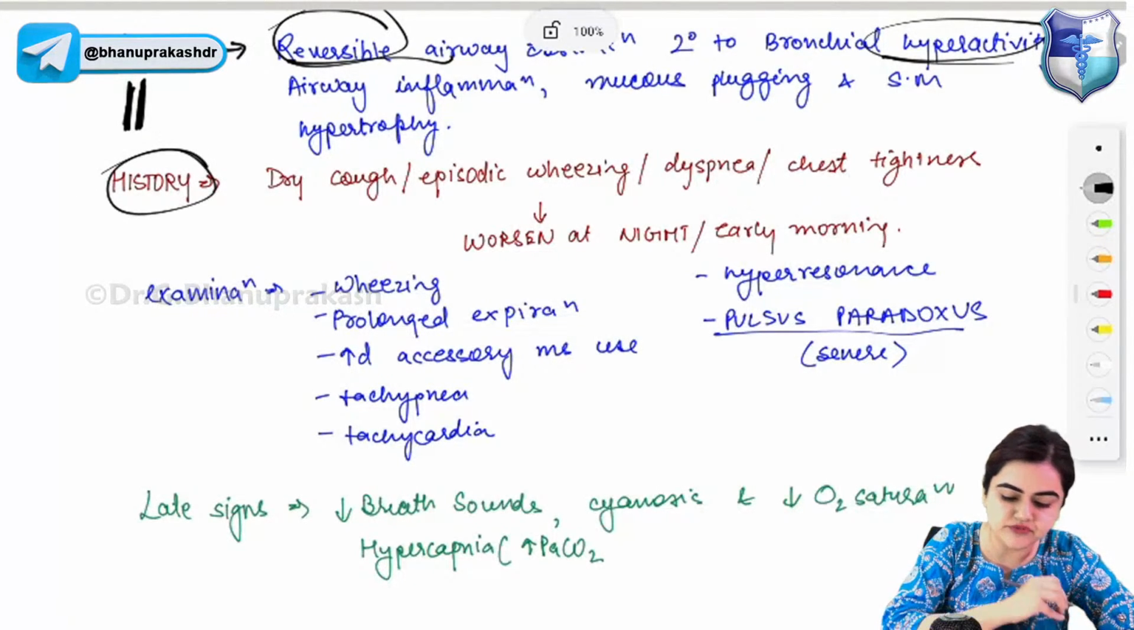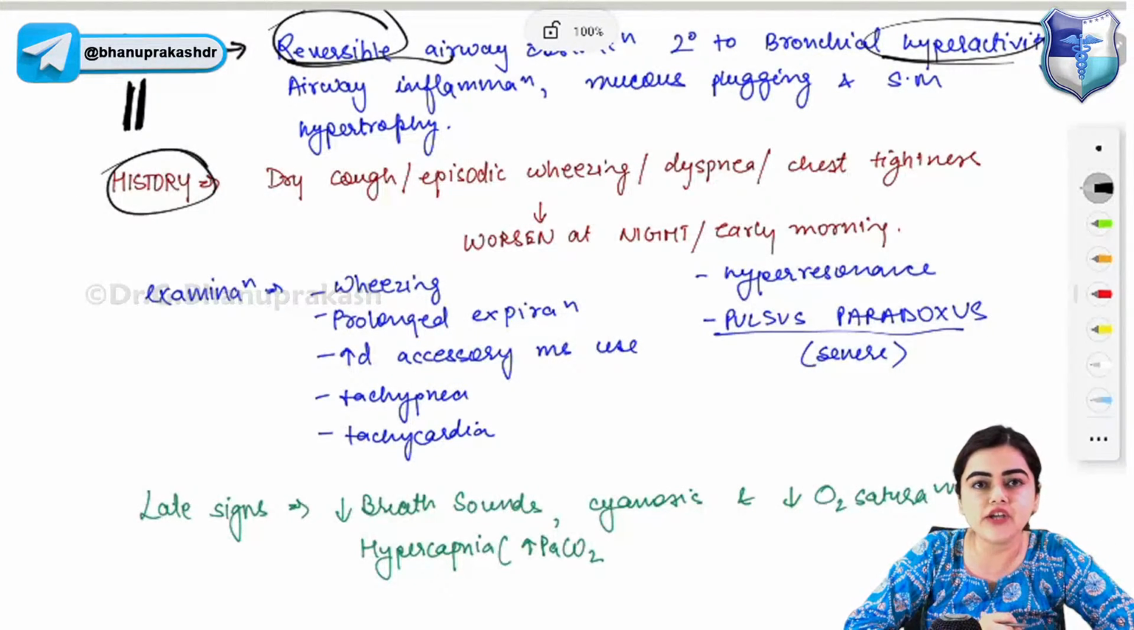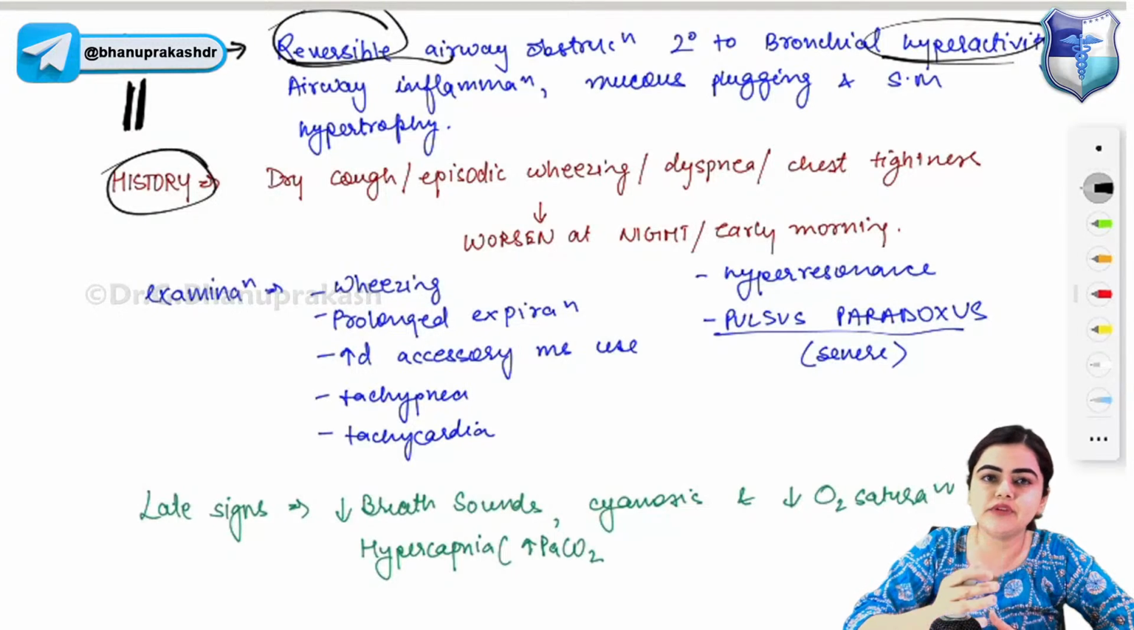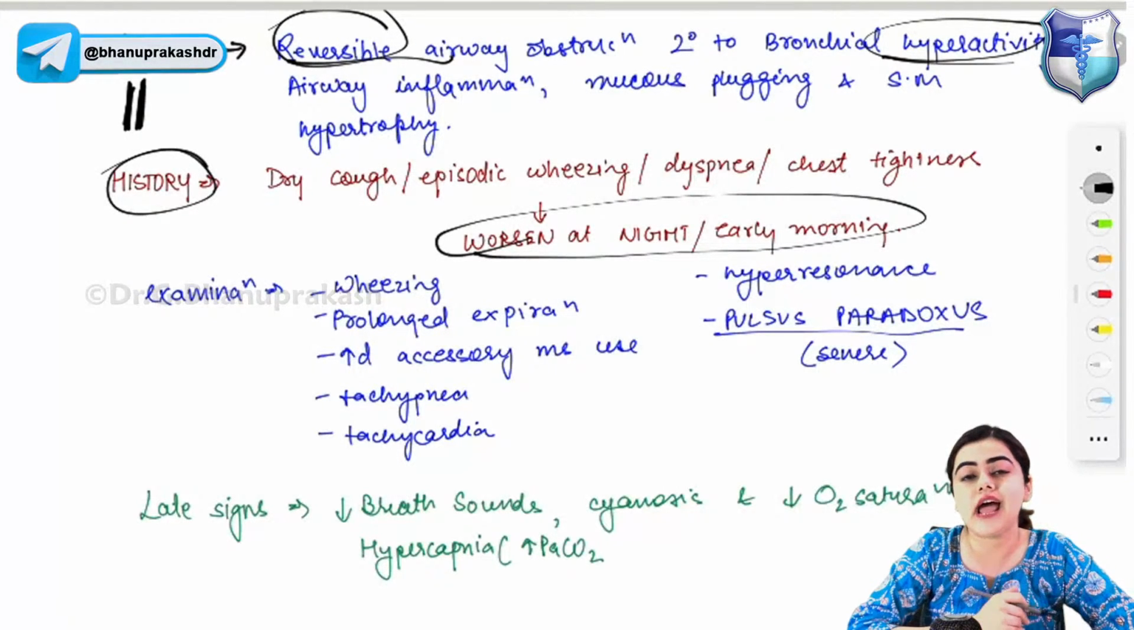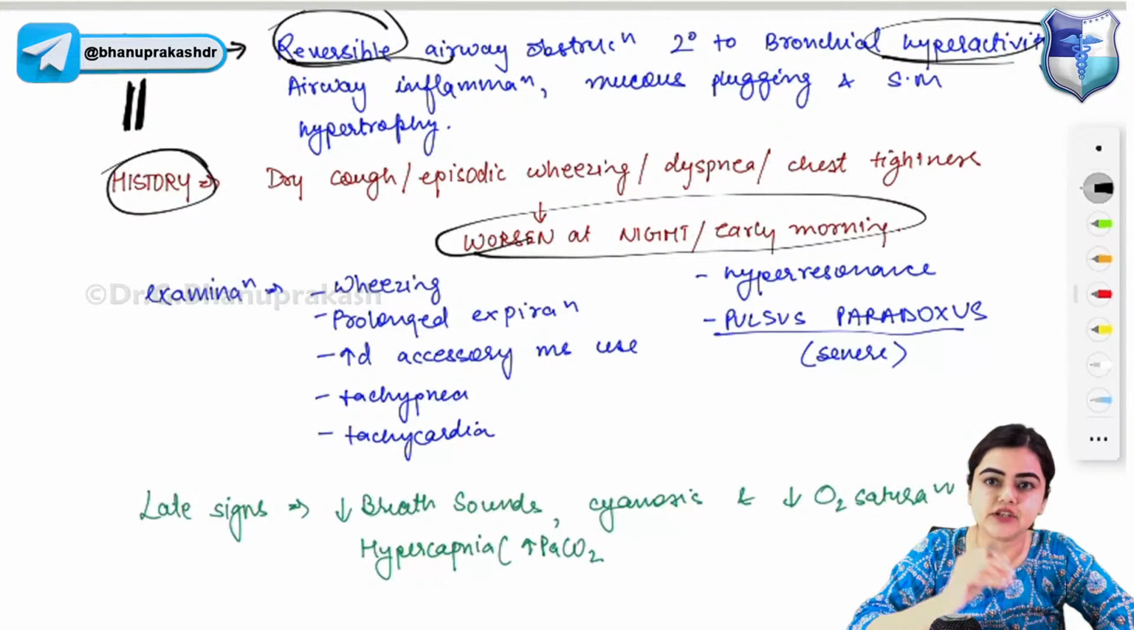Now, what are the symptoms of asthma? You get dry cough, episodic wheezing, dyspnea, and chest tightness. These symptoms will worsen at night or early morning. Clear? Now, let's move to the examination findings.